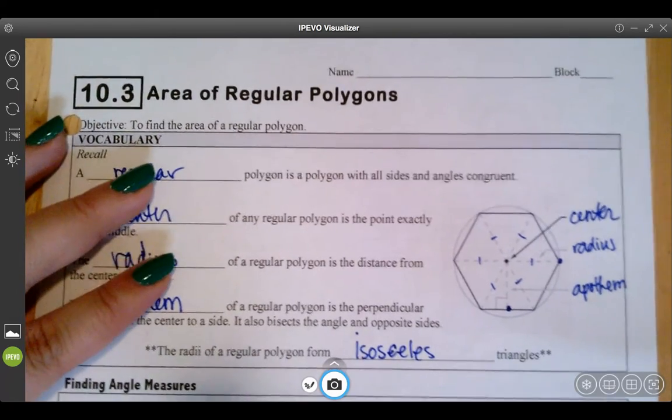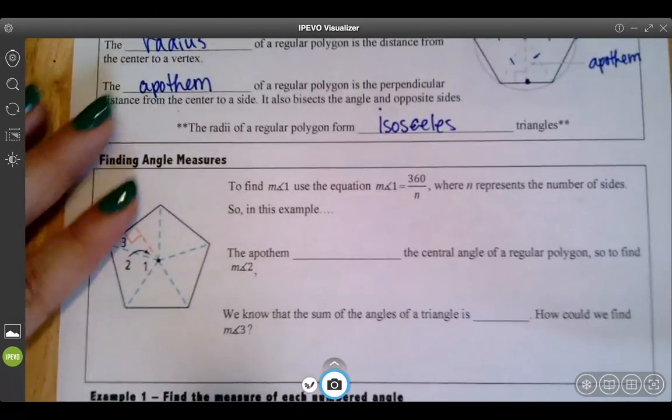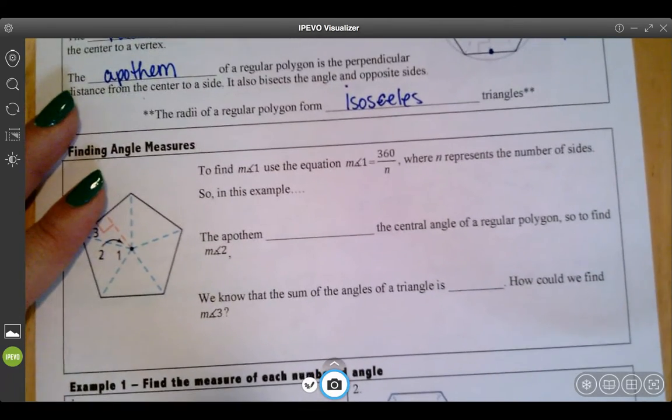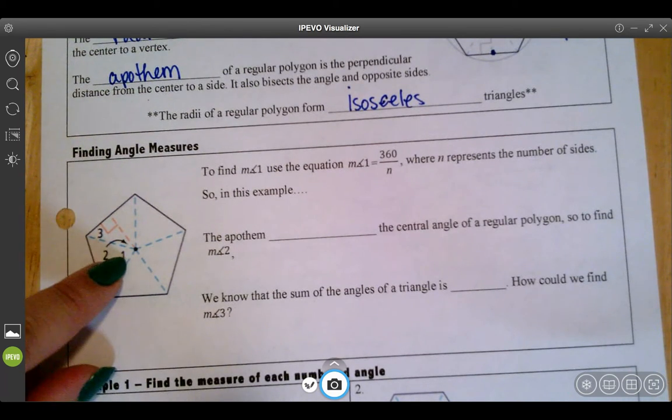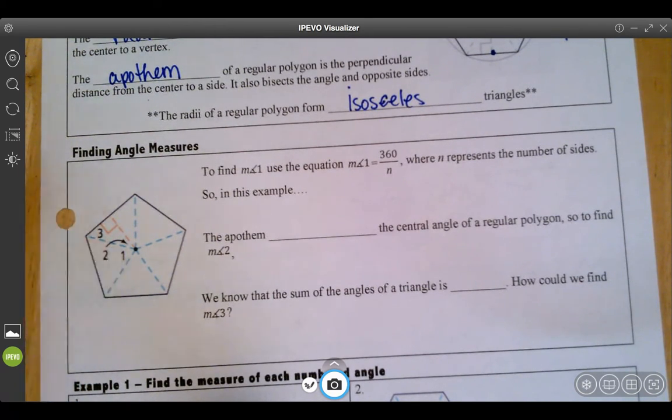So how do we find all of the information that we need in order to calculate the area? Well, we're going to need to calculate some angle measurements. So first, if we have our polygon split up into these isosceles triangles, we want to know what this angle in the middle is called. And that angle, angle 1, is called the central angle. It goes to the center, it's the central angle.